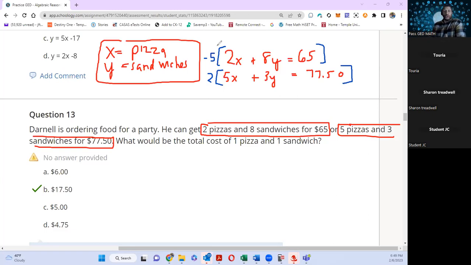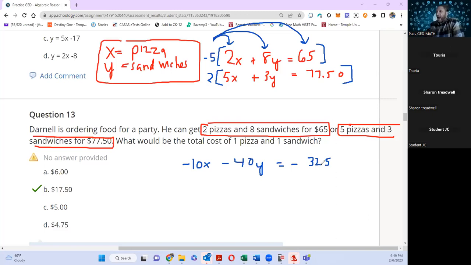So let me use the distributive property. What is minus 5 times 2x? Minus 10x. What is minus 5 times 8y? Minus 40y. What is minus 5 times 65? I'll check my calculator. Negative 5 times 65 is negative 325.